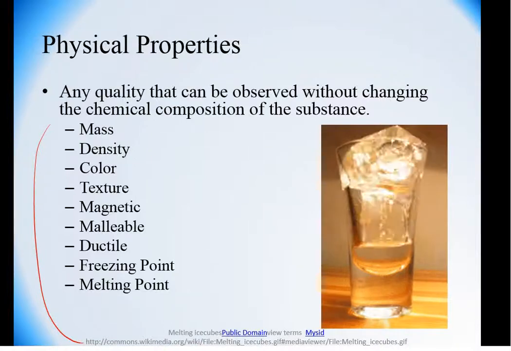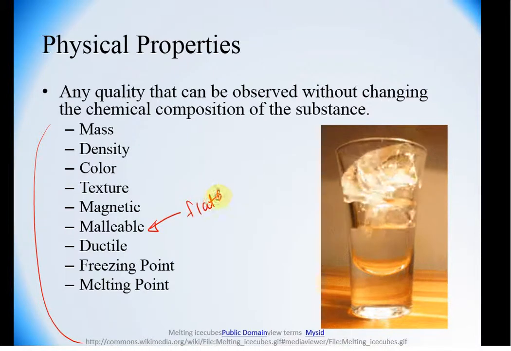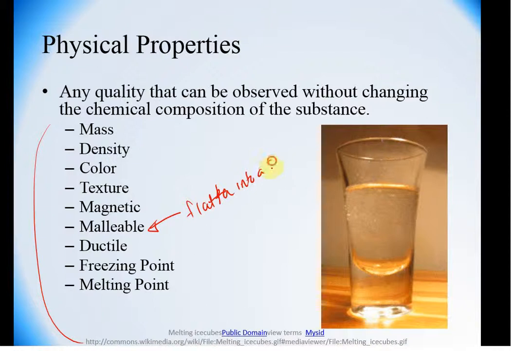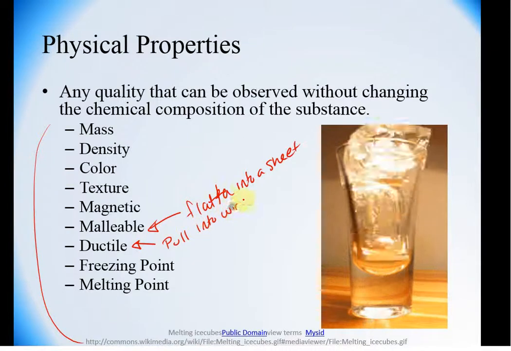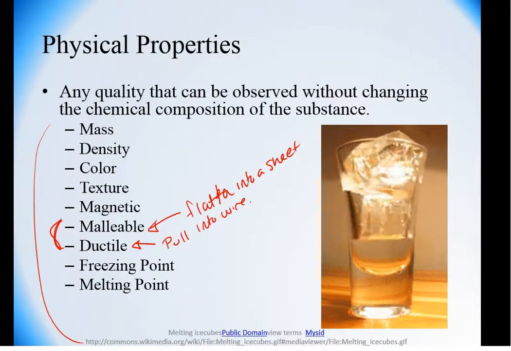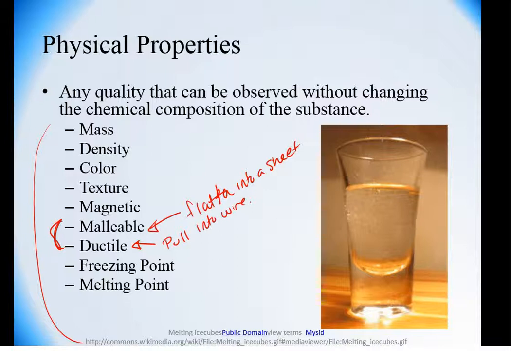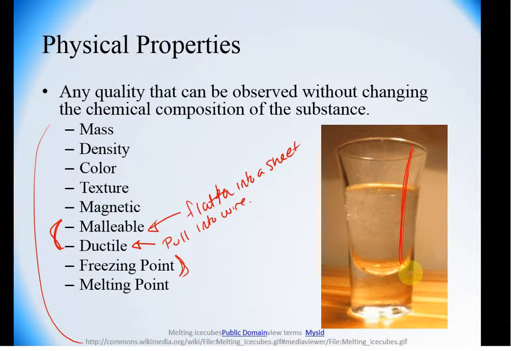You can identify the color, the texture, see if something is magnetic, see if something is malleable, which means you can flatten it into a sheet, kind of with the mallet. You can see if it's ductile or try to pull it into a wire. Usually metals are both malleable and ductile. It's why they can be used for things like aluminum foil or copper wiring. You can also determine where something freezes or melts. Like here, it's still water regardless of its changing state.